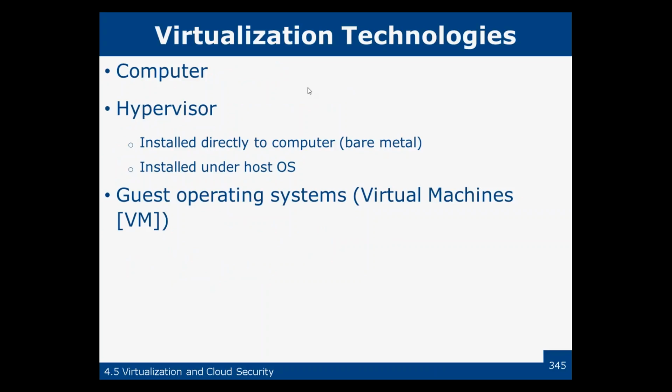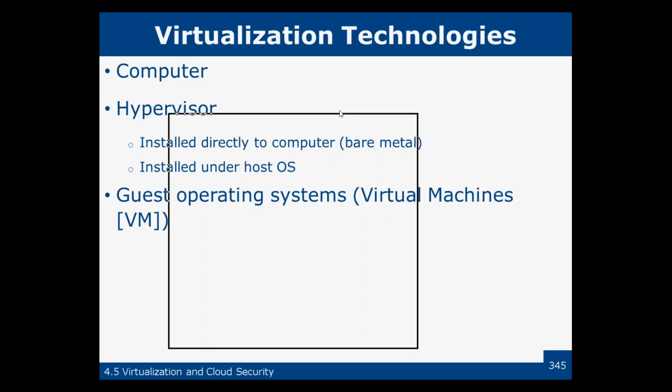So the virtualization technologies, what we have are the computer. The computer is going to be the hardware that the virtual machines are going to run on. The hypervisor is the software. It can be either installed directly to a computer, called a bare metal install, or it can be installed under the operating system.